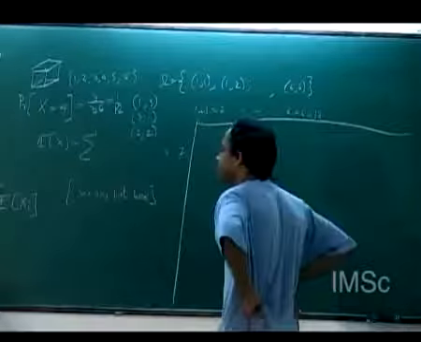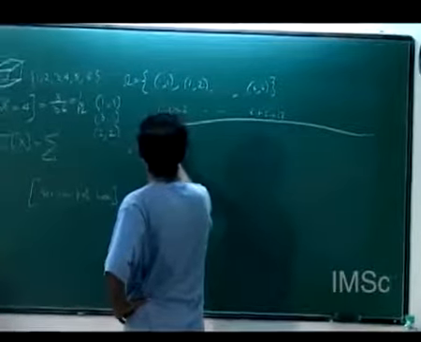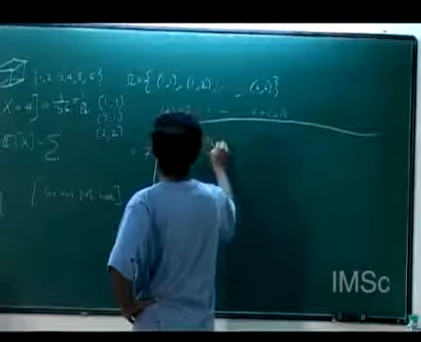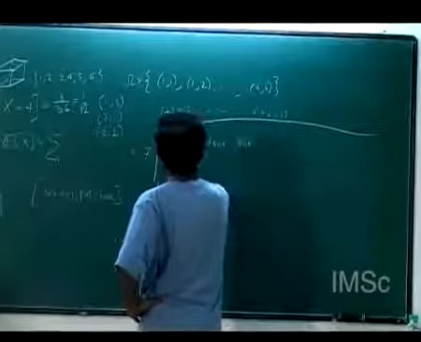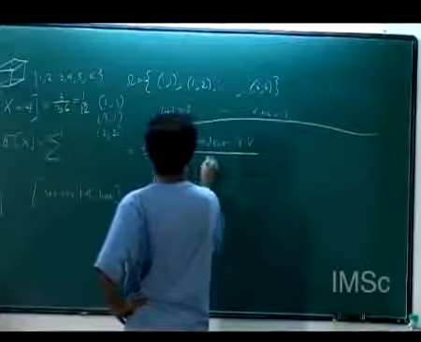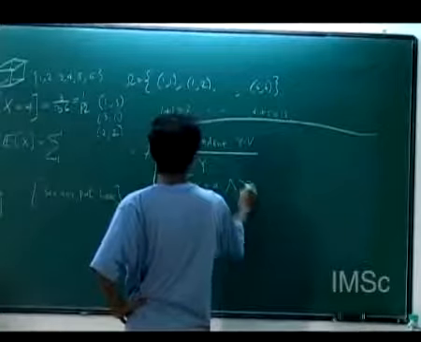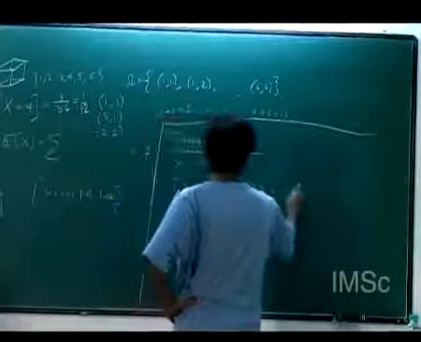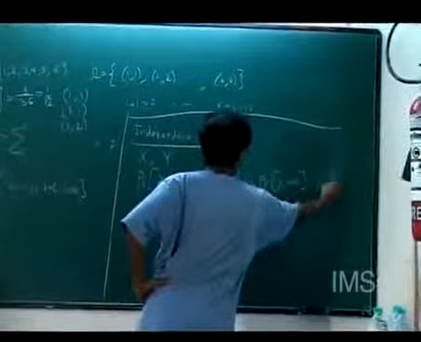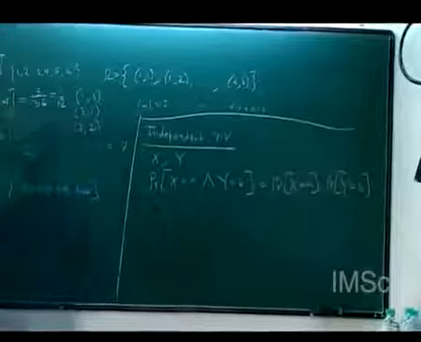Okay, so let me define independent random variables. I hope all of you know these things. Two random variables X and Y are said to be independent if the probability that X takes some value a and Y takes some value b is just the product of the individual probabilities. They are basic facts from probability theory.